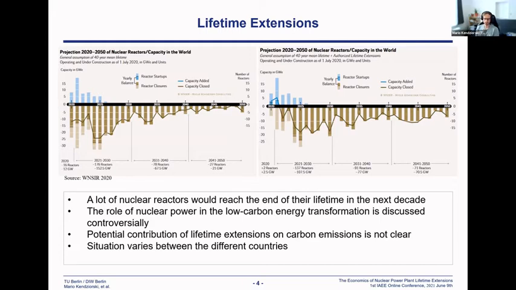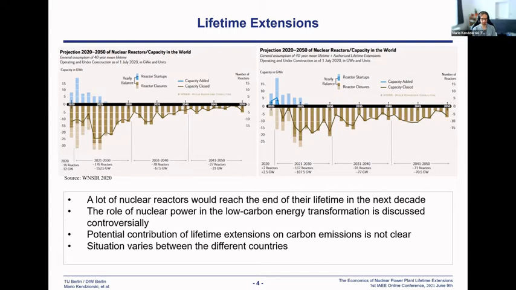So we could think of two worlds. One world where all these power plants will end the commercial use according to the planned lifetime. So this would lead to the graph in the top left, where we see that in the next decade a lot of reactors will be closed. So all these brown bars indicate gigawatts that will be closed in that case.